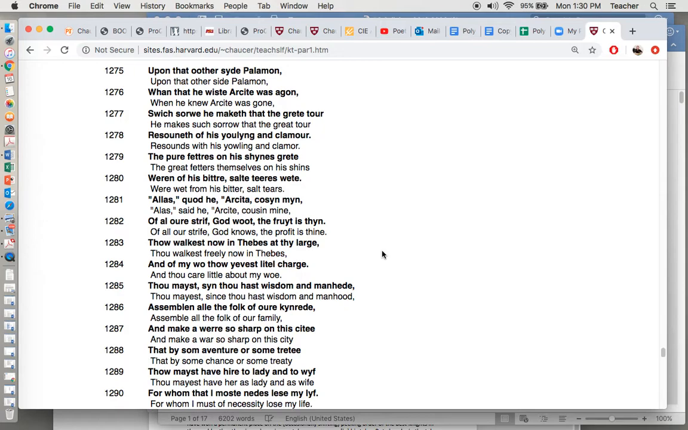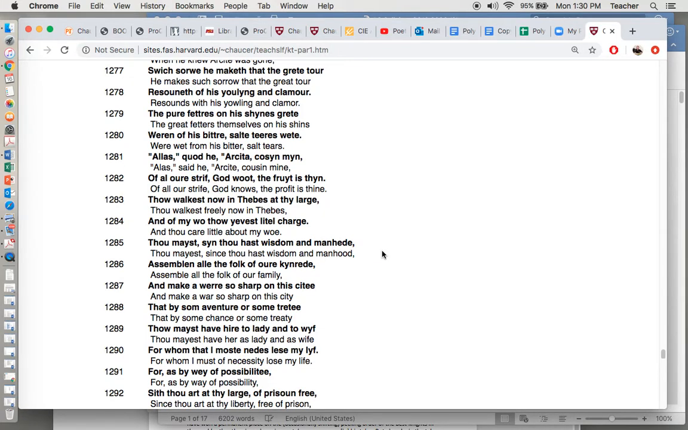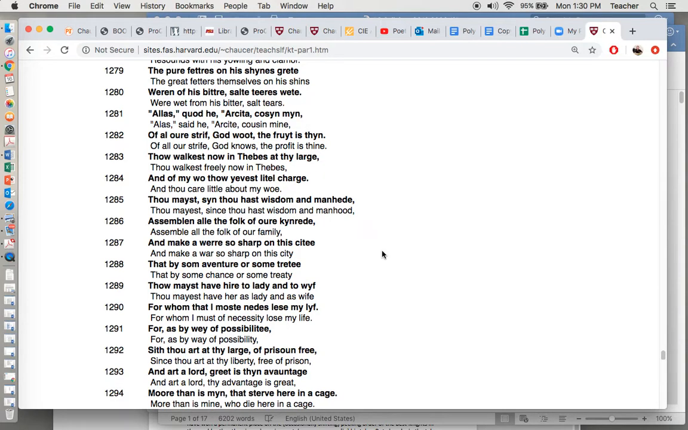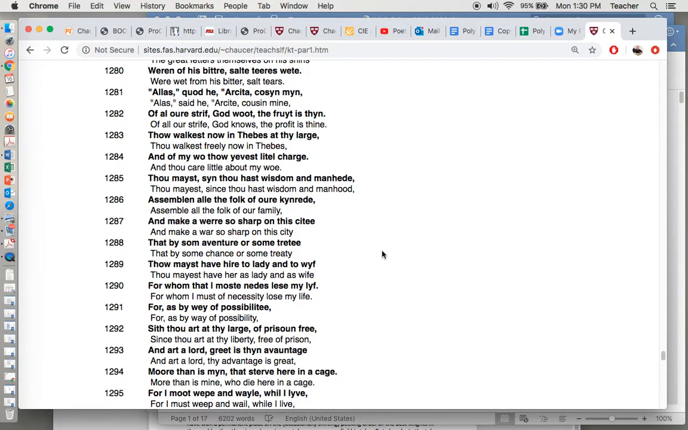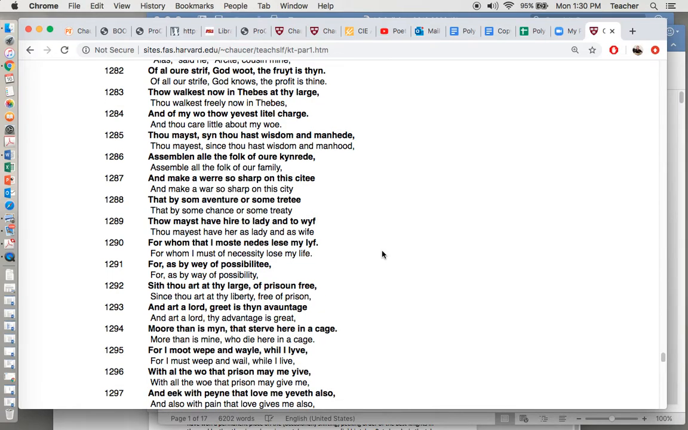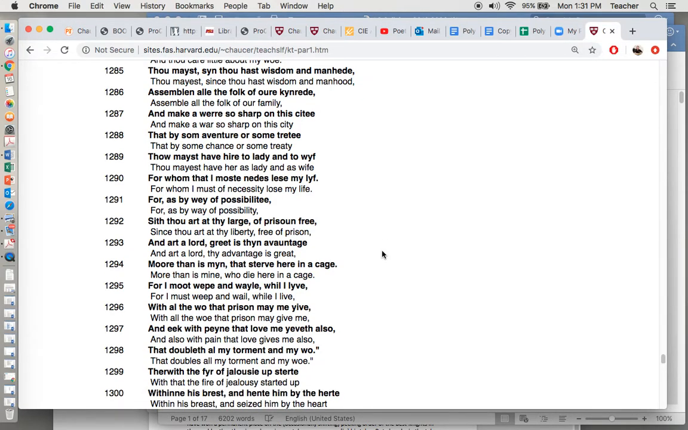Thou mayst, since thou hast wisdom in mine head, assemble all of the folk of our kindred, and make a war so sharp on this city, that by some adventure, some treaty, thou mayest have her to lady and wife, for whom I must needs lose my life. For as by way of possibility, since thou art at the large of prison free, and art a lord, great is thine advantage, more than is mine that stand here in the cage. For I must weep and wail while I live, with all the woe that prison may me give, and eke with pain that woe me giveth also, this doubleth all my torment and my woe.